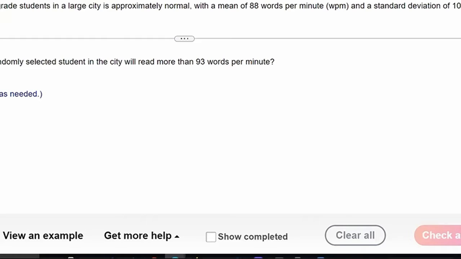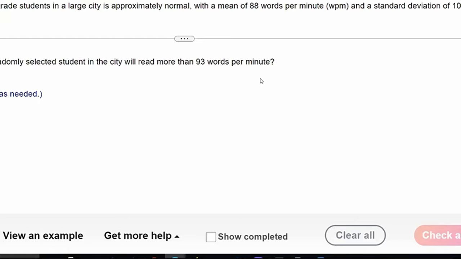Here we have a several part question, and you can't see it, but it calls for using technology. However, I am going to show both calculating z-scores versus using normal CDF on the TI-84.